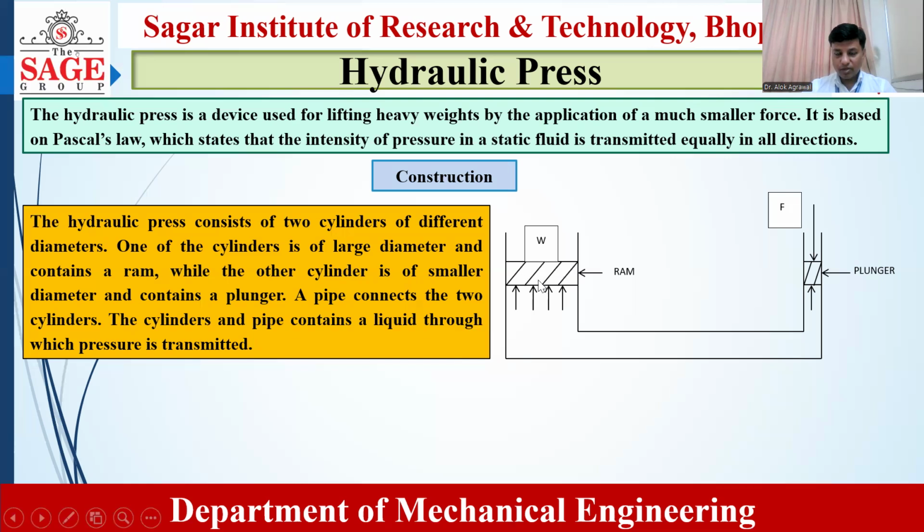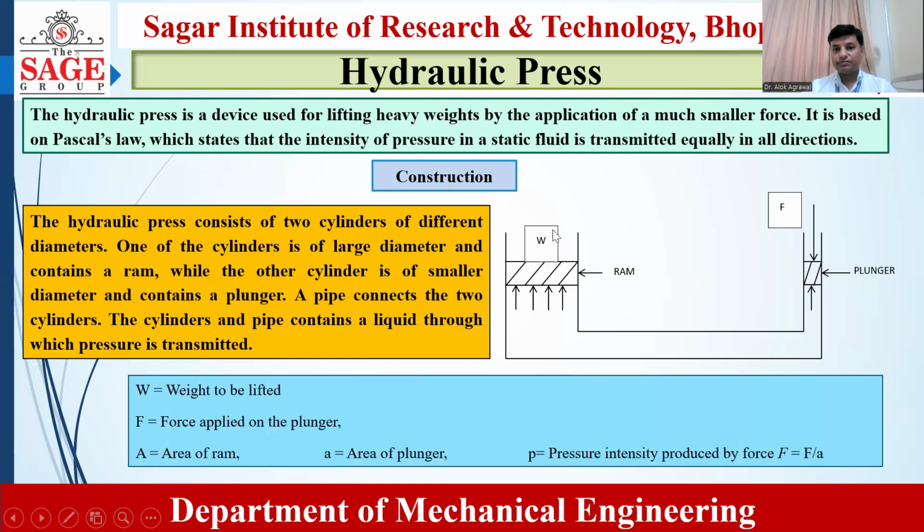Here is a ram in which there is a piston, on which we can place the weight which needs to be lifted, denoted by W. In the smaller diameter cylinder, there will be a smaller diameter piston known as the plunger, on which we will apply force. So let us say that W is the weight which needs to be lifted, and F is the force that needs to be applied to lift the weight. So there are two quantities: the weight W, and the force F.